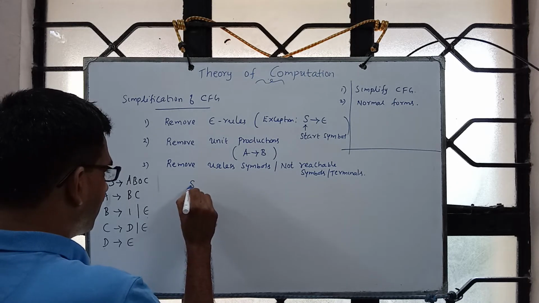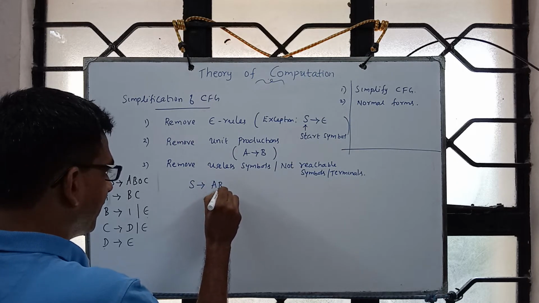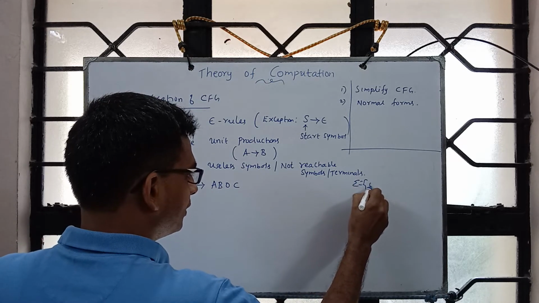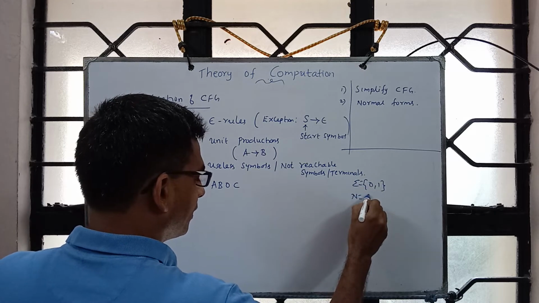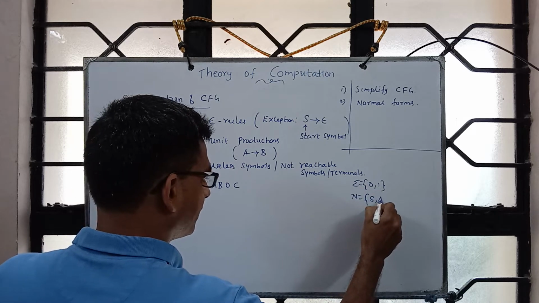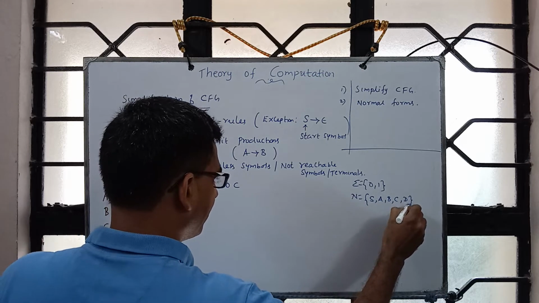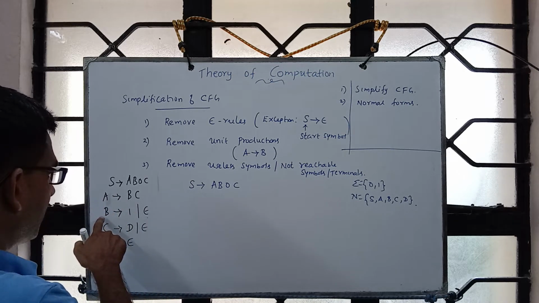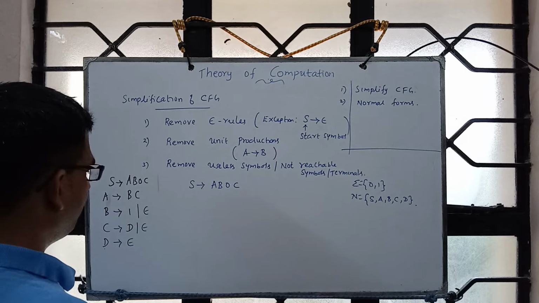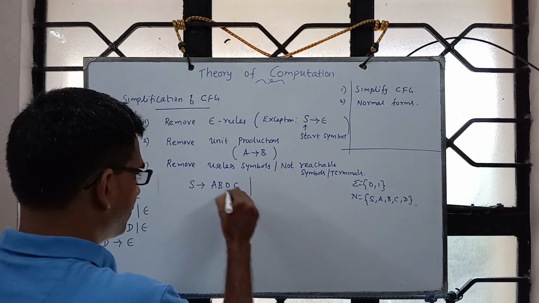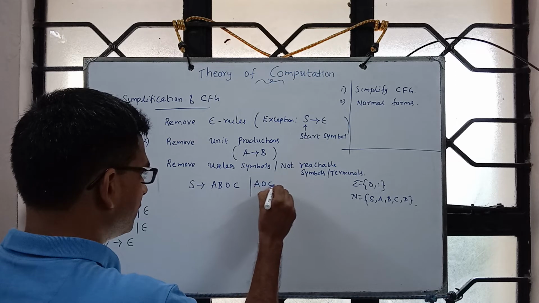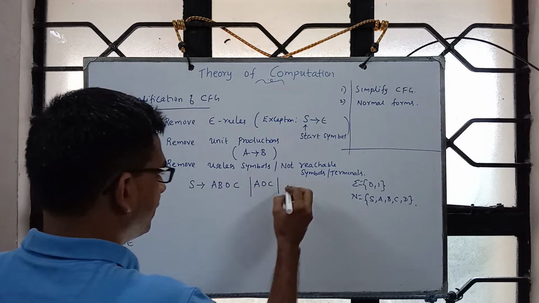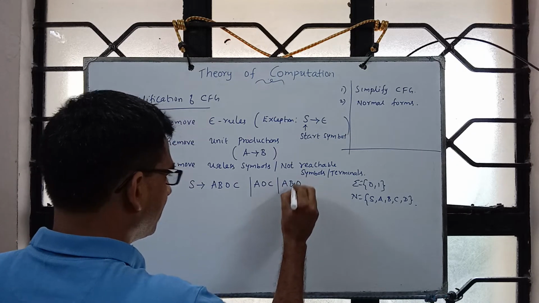Let's look at S implies AB0C. The alphabet is 0 and 1, and the non-terminals are S, A, B, C and D. Now you see that B implies epsilon is there. So if you substitute B implies epsilon, you get A0C. Similarly, C implies epsilon. If you substitute here, we get AB0.